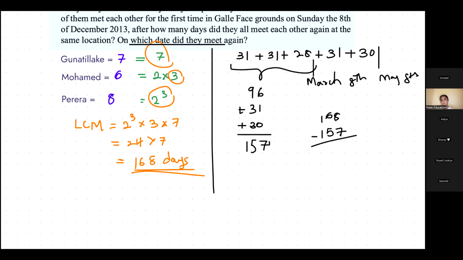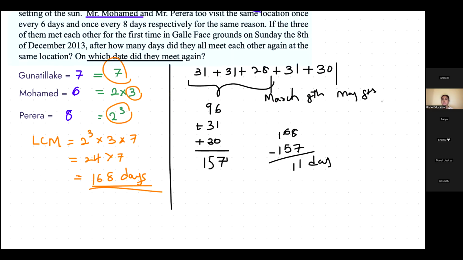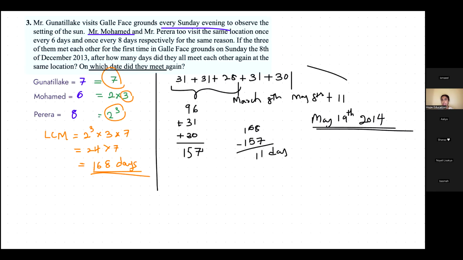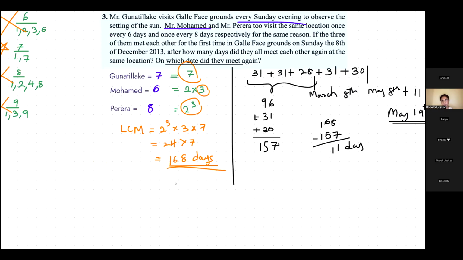11 days more. So from May 8th, if we add another 11 days, how much is it? May 8th to May 18th, then May 19th. That would be May 19th, 2014. That's the answer, right? It's just calculating, adding and subtracting and all that. Not a big deal. This is the part where we check the concept. Is that clear to all of you?